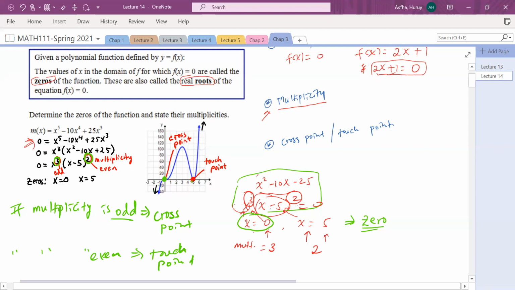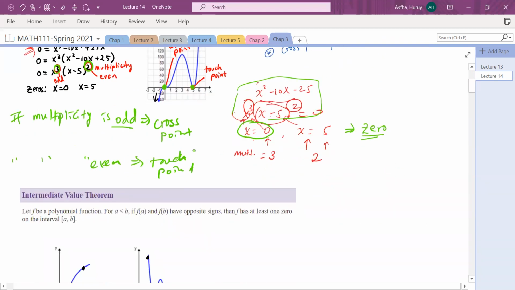But the second one, at x equals 5, since the multiplicity is 2, which is even, the graph touches the x-axis and returns back to the same direction where it came from. Okay, therefore this is what we have right here. This one we call a cross point because the graph crosses the x-axis through that point. And this one is a touch point. It touches the x-axis and returns. It could be from below or from above, it doesn't matter, but it doesn't cross the x-axis. Okay, so this is some of the information that we can get from multiplicities of zeros of a function.